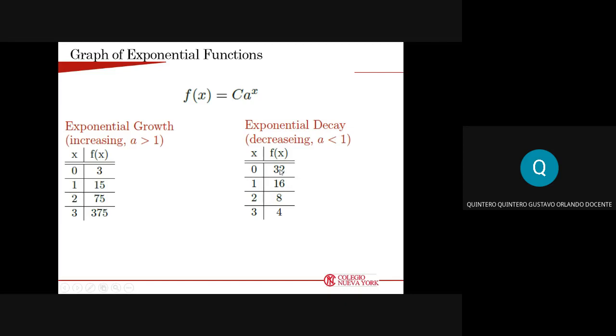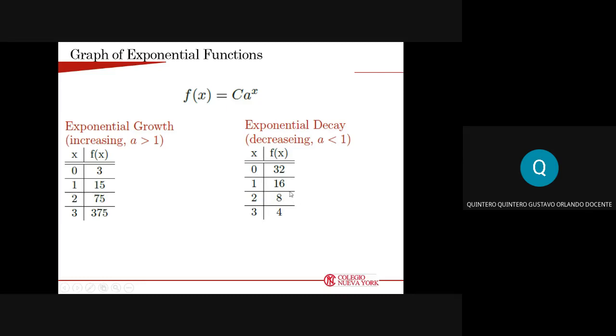Exponential decay. How do you recognize it? Again, take a look at the values of the function. When x equals 0, the function equals 32. But when x equals 1, the function equals 16. That means the value went down a little bit. We don't have an exponential growth. And remember, growth means the values are going to go up. In this case, the values are going down. Look, when x equals 2, the value went down to 8. When x equals 3, the value went down to 4.